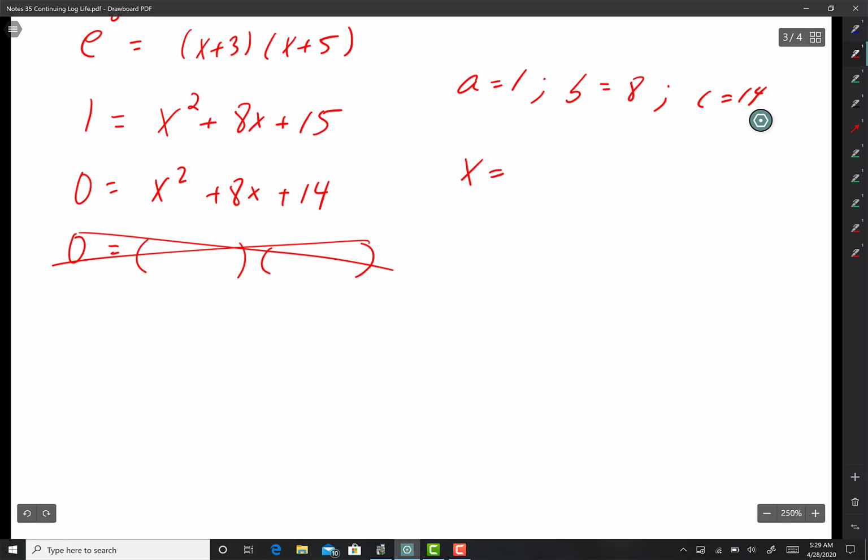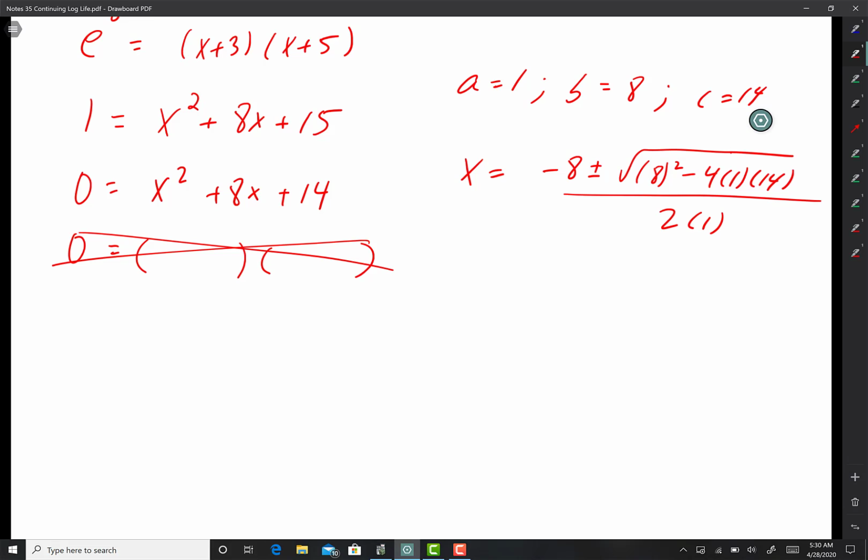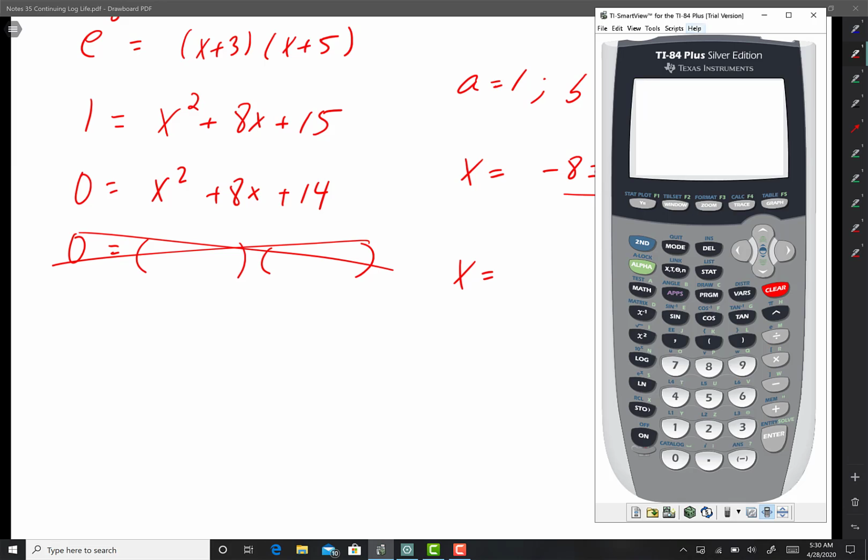My x values in this case are going to be negative 8 plus or minus the square root of 8 squared minus 4 times 1 times 14, all over 2 times 1. In case you're wondering what I just did, I used the quadratic formula, guys: negative b plus or minus the square root of b squared minus 4ac, all over 2a. So I'm going to take my calculator.